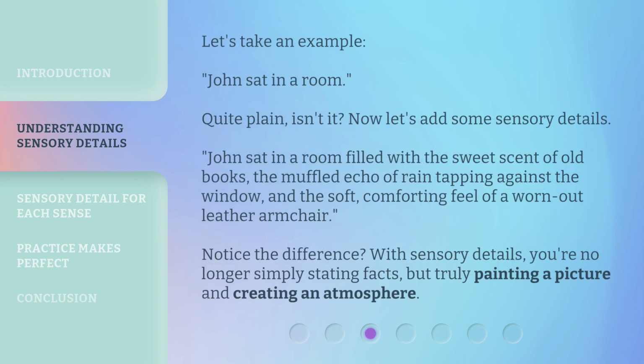Let's take an example. John sat in a room. Quite plain, isn't it? Now let's add some sensory details. John sat in a room filled with the sweet scent of old books, the muffled echo of rain tapping against the window, and the soft, comforting feel of a worn-out leather armchair. Notice the difference? With sensory details, you're no longer simply stating facts, but truly painting a picture and creating an atmosphere.